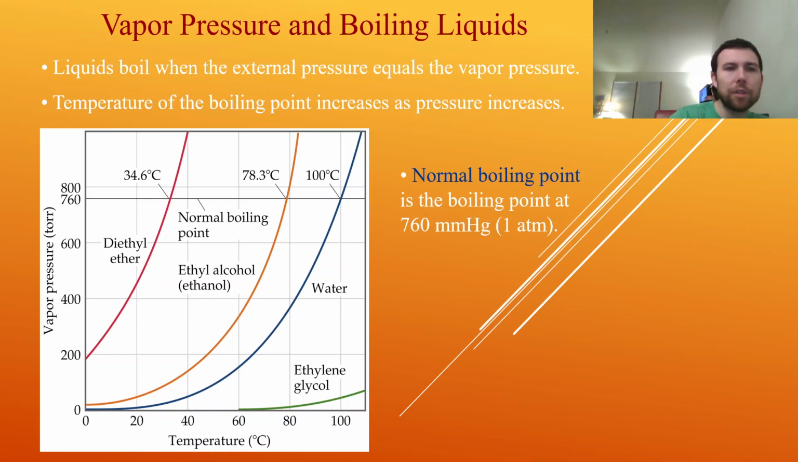Now, on this diagram, you notice there's a solid line that's going horizontally across at 760 torr. That's the normal boiling point for a substance. And the normal boiling point always occurs at a pressure of either 760 torr, 760 millimeters of mercury, or 1 atmosphere. So it's not dependent upon temperature. And so we look at, for example, diethyl ether has a normal boiling point of 34.6 degrees Celsius. Ethyl alcohol has a boiling point of 78.3 degrees Celsius. Water has a normal boiling point of 100 degrees Celsius. So this is all assuming that we're at 1 atmosphere pressure, 760 torr.